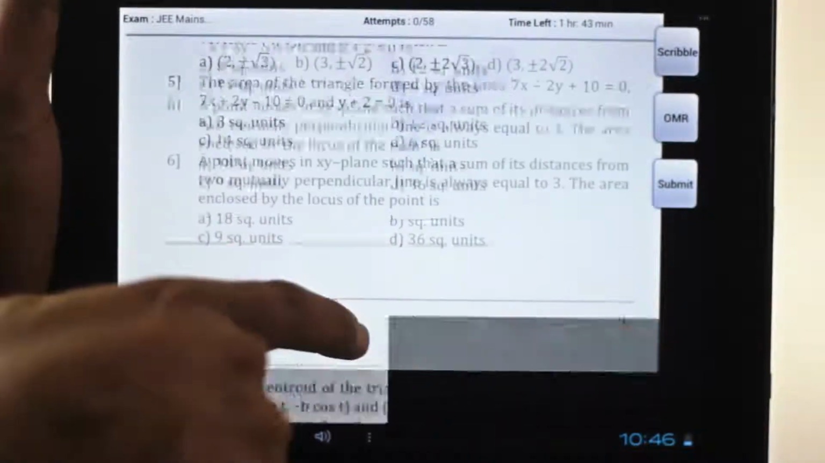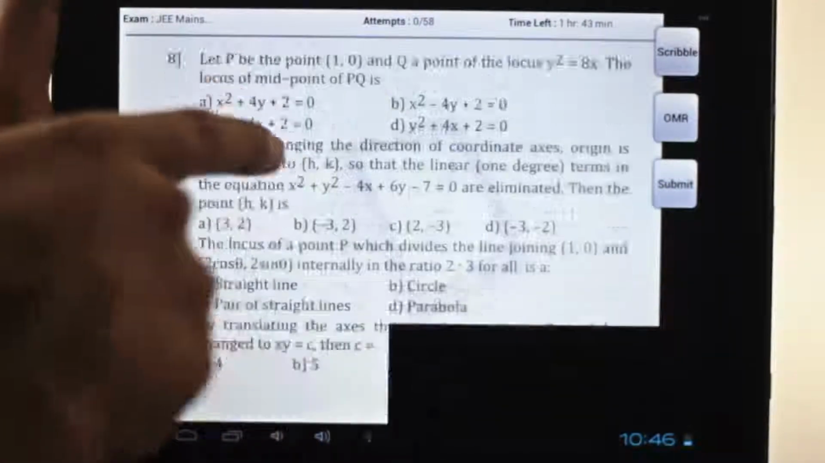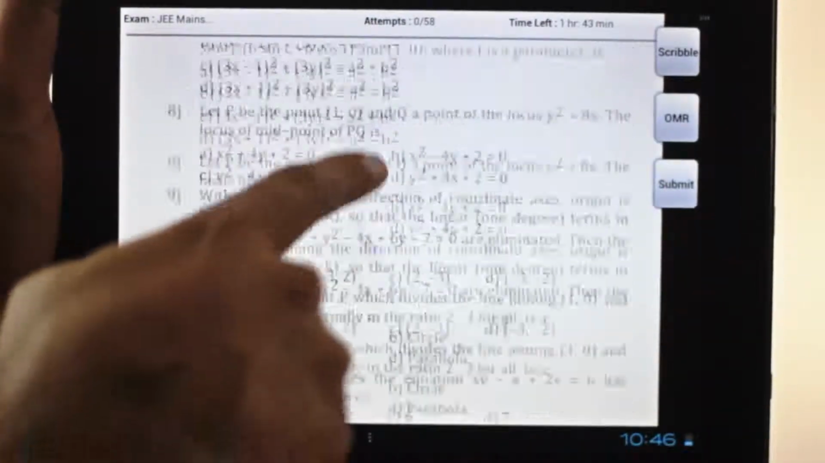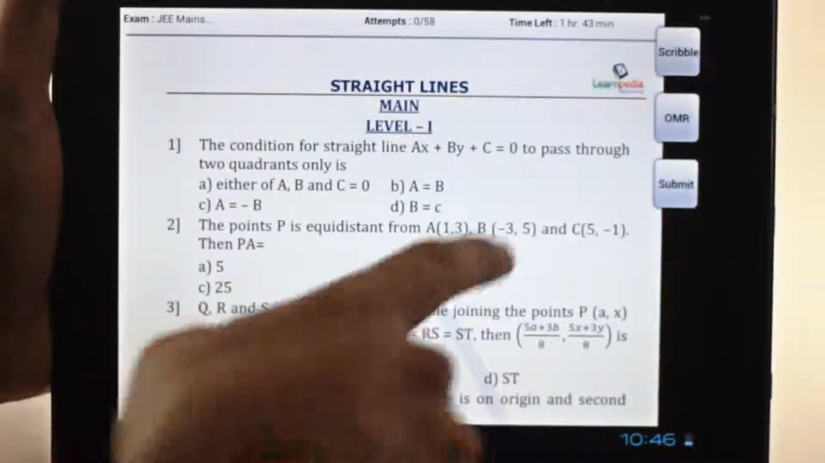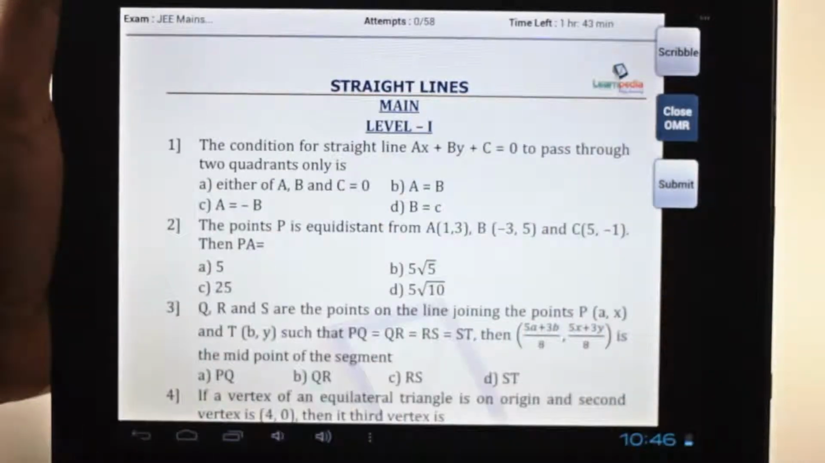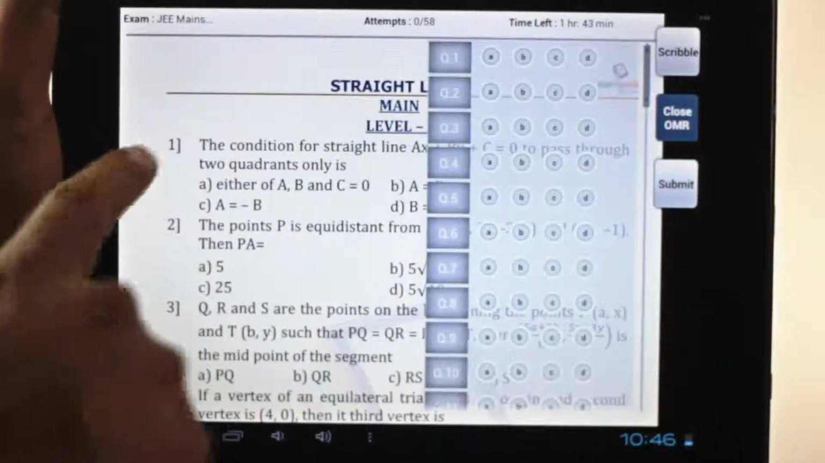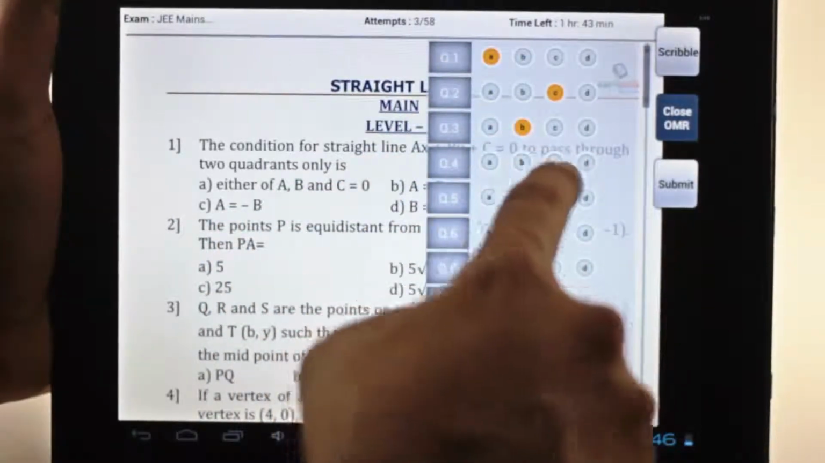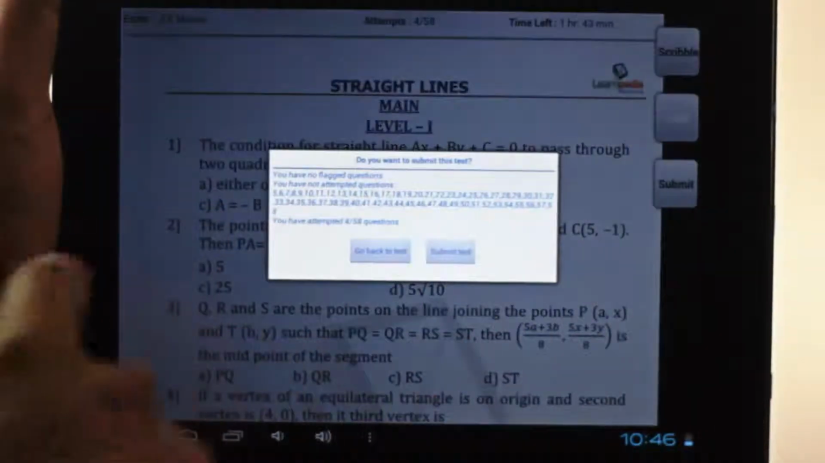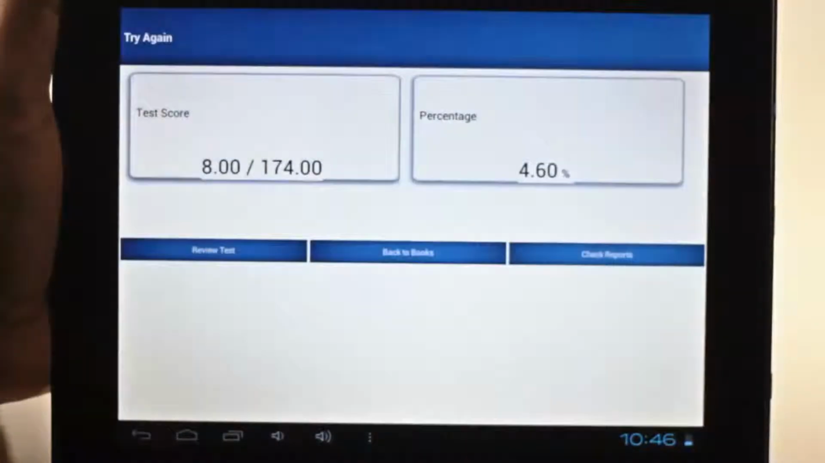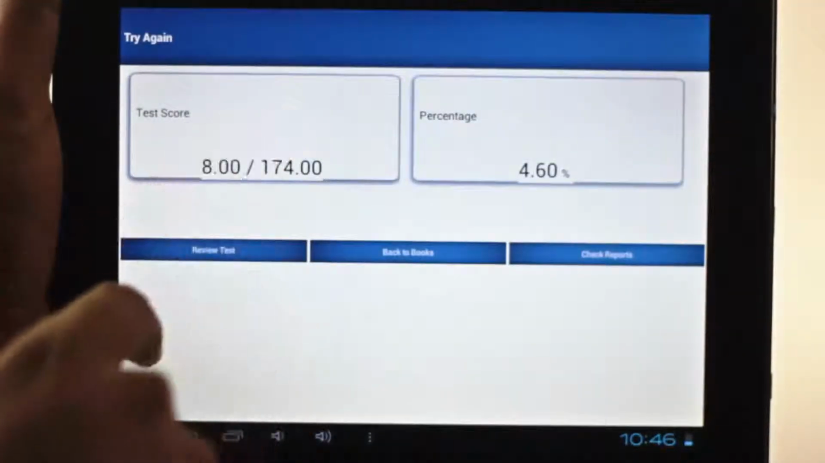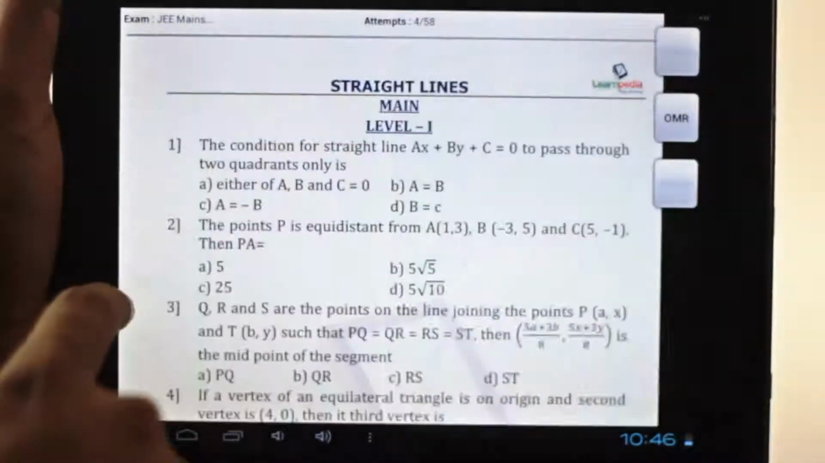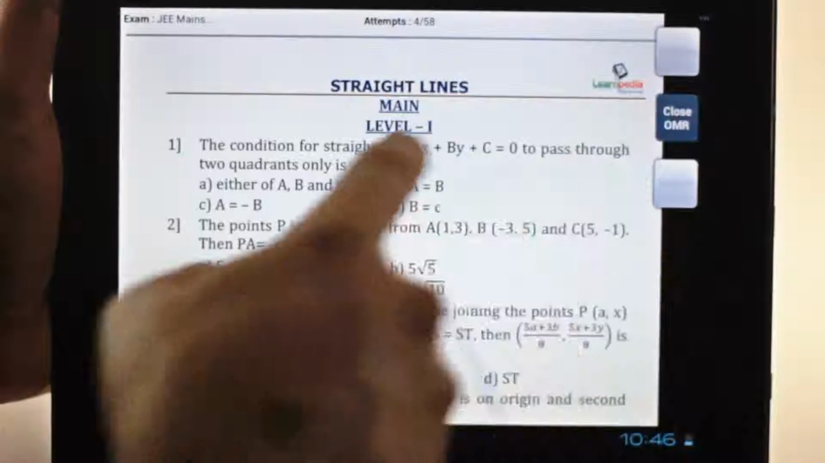It's like an assignment wherein you have so many questions for you to solve at home and check whether you are able to solve the questions. You can check using an OMR. So here is an OMR. You solve a question, you can mark answers on this OMR, and you can submit the test. Hey, I got 8 out of 174. That's lovely. Let's review the test.